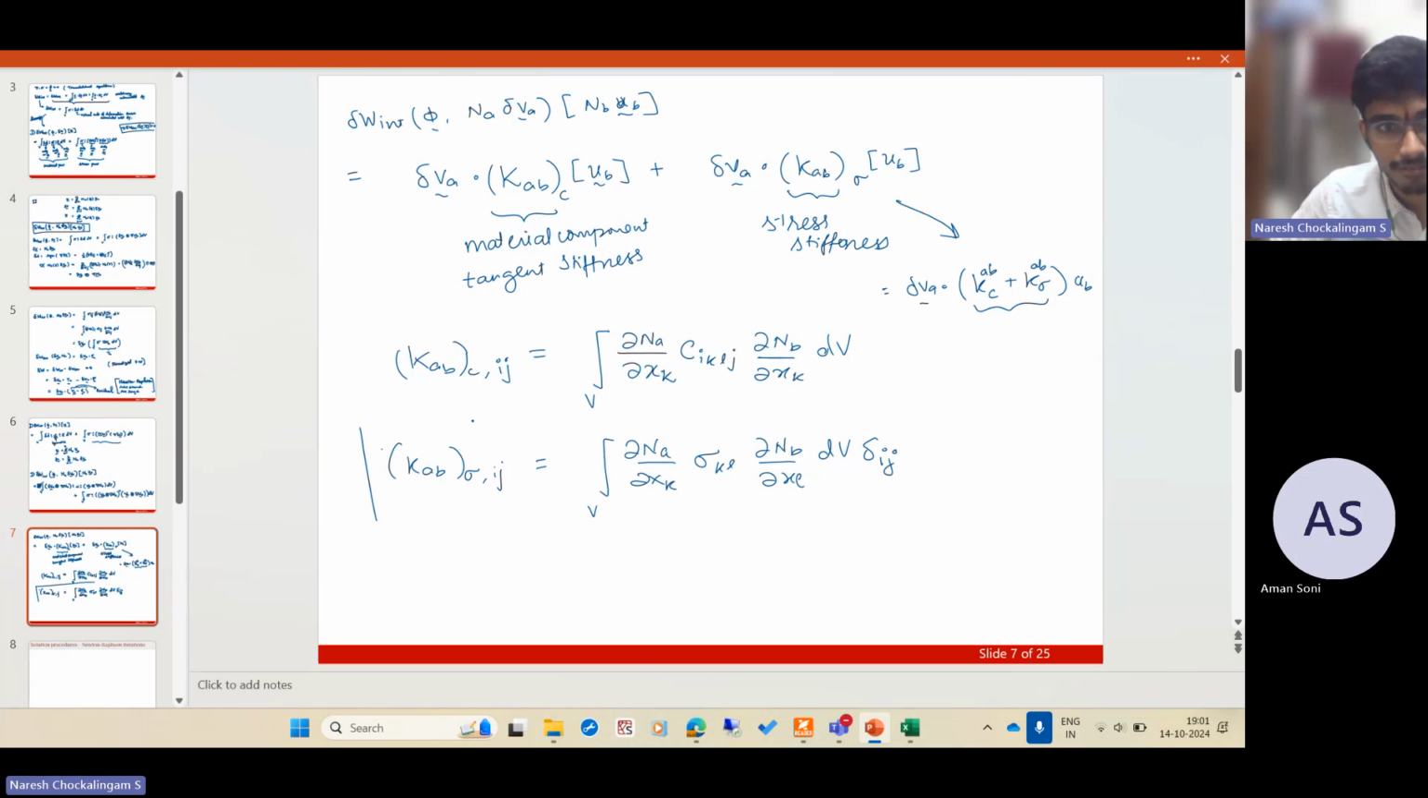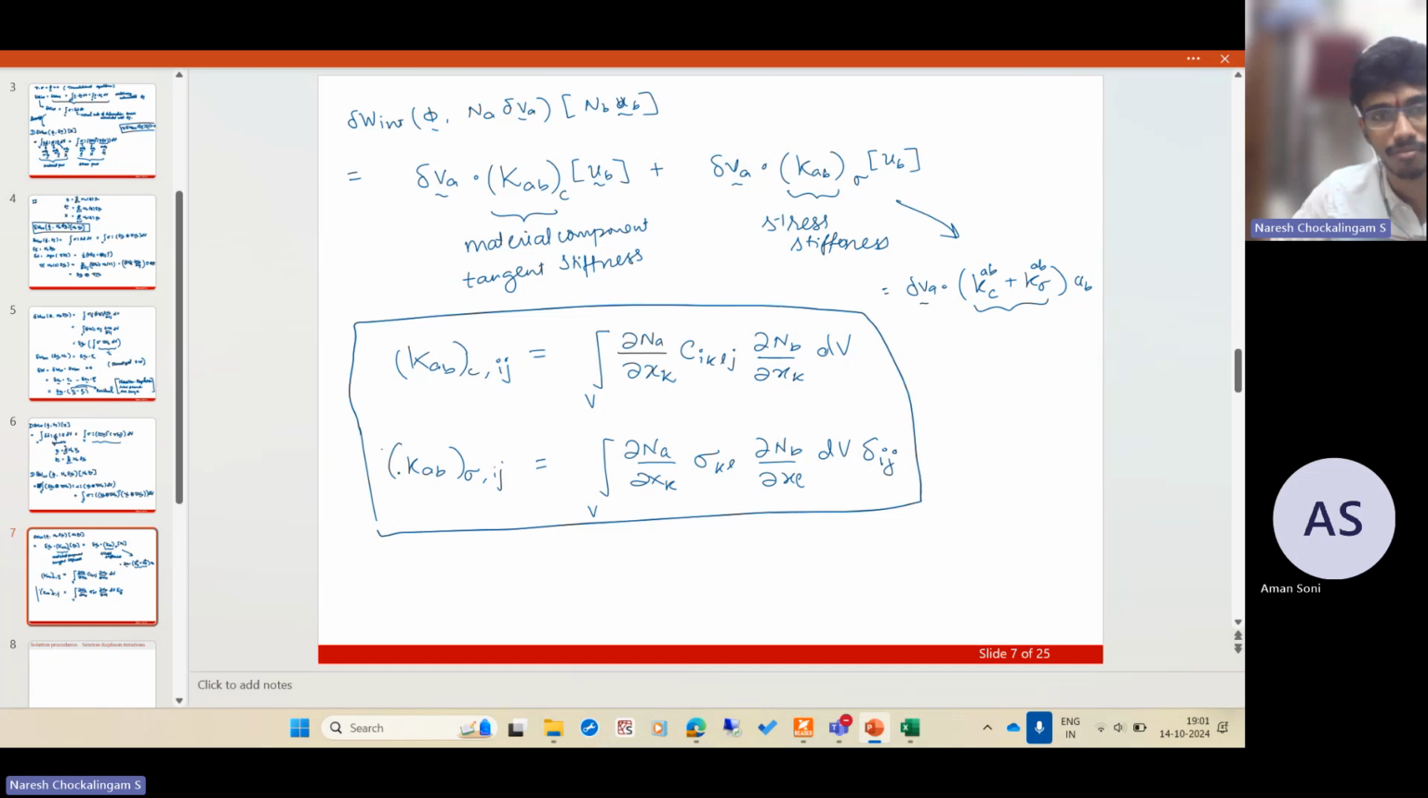So this is the final linearized, discretized expression of the virtual work. The tangent stiffness matrix at any point has two components: one coming from the material, computed this way, where C is the spatial elasticity tensor, and one coming from the stresses, which has this form. Only the stress enters it; the material properties do not enter this expression.